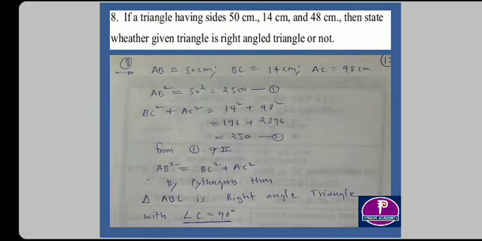Next, if triangle having sides 50, 14 and 48 centimeter, then which type of triangle, or is it right angle or not? So for the purpose, take highest side 50, square it, then take sum of squares of remaining two sides and check whether it is coming equal or not. So here AB square is equal to 2500 and sum of BC square plus AC square is again equals to 2500. So both are coming equal, so it is right angle triangle.